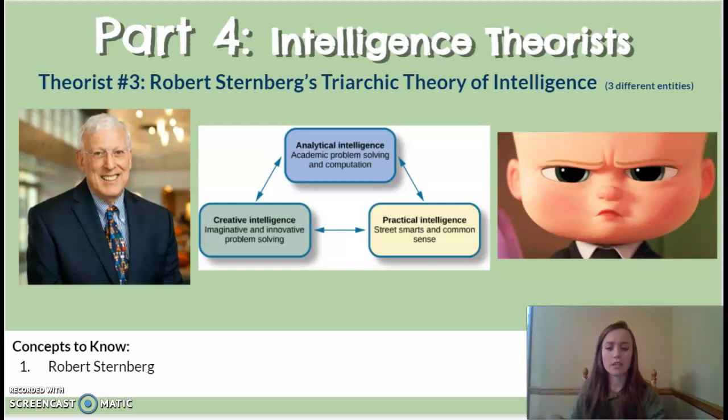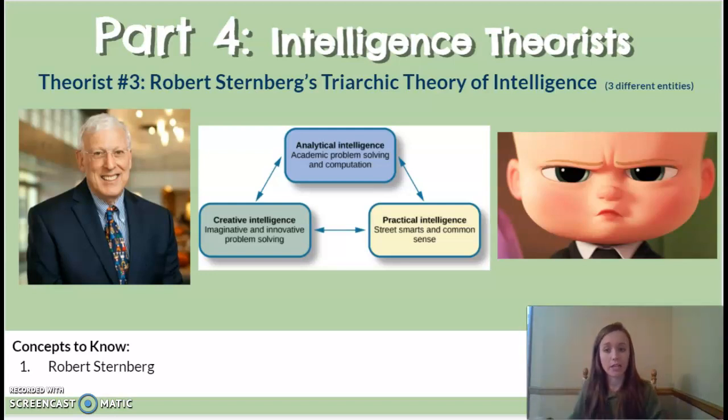And so he believed that rather than 8, like Howard Gardner, there were more than one way to understand intelligence, but just 3. He created this in 1985. He called it the triarchic theory of intelligence. And again, it was just this critique of the idea of one general intelligence.